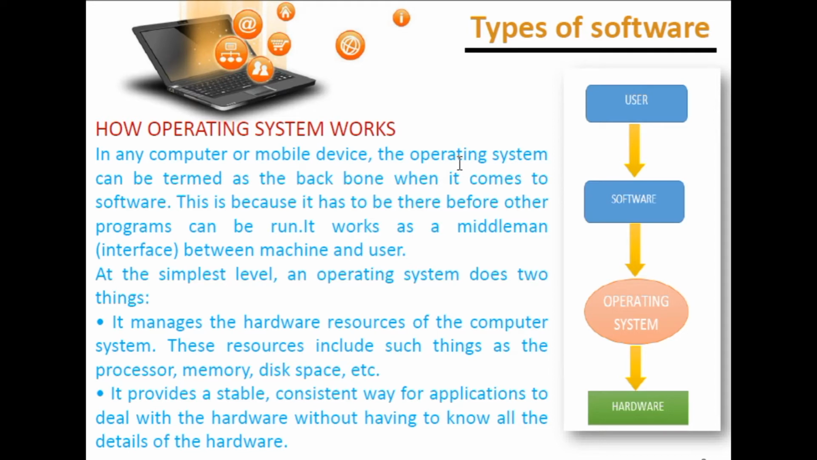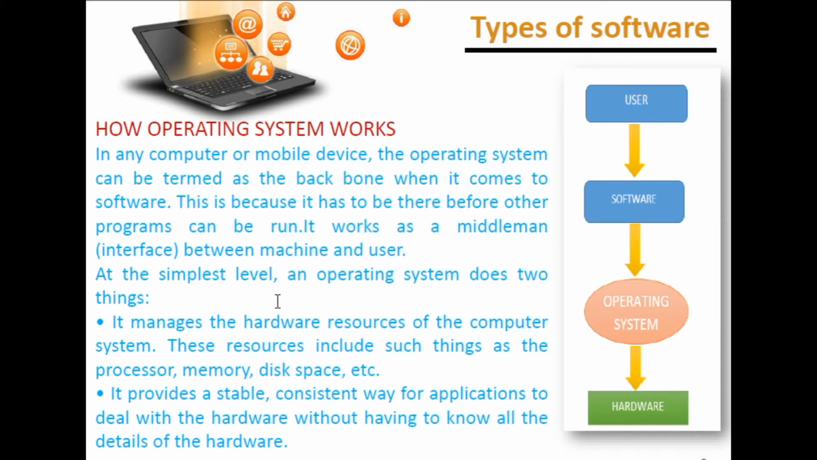Here we will go through the study material. In any computer or mobile device, the operating system can be termed the backbone. This software has to be there so that other programs can run. It works as a middleman, or middleware, an interface between machine and user. As I taught you, it works as an interface between hardware and user, and software is also in between.